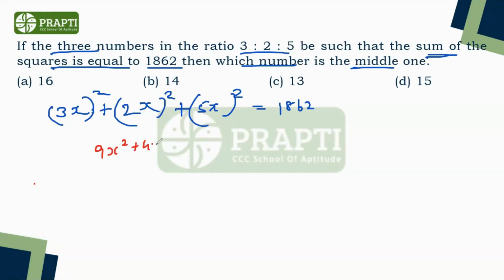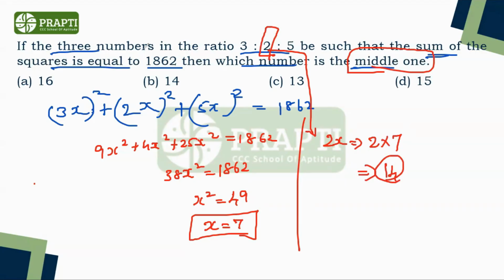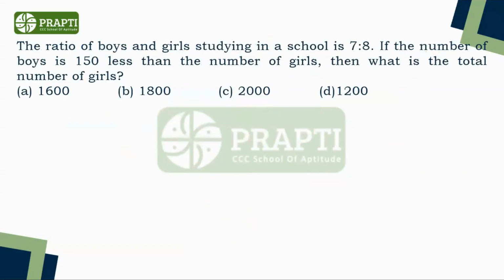9x square plus 4x square plus 25x square is equal to 1862. 38x square is equal to 1862. x square is equal to 49 and x is equal to 7. They are asking you the middle one. So the middle one is nothing but this part. Who is that? 2. So 2x is equal to 2 into 7. You will get 14. So what is the answer? Option B, 14.